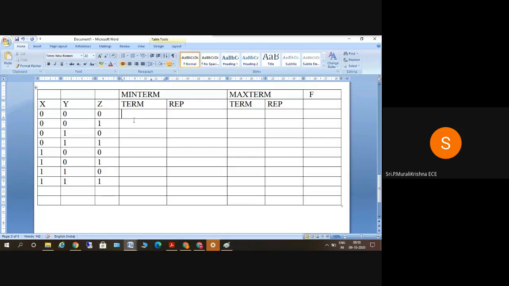What are the terms here? I told you, it is X bar, Y bar, Z bar. Okay, and the representation is small m naught.